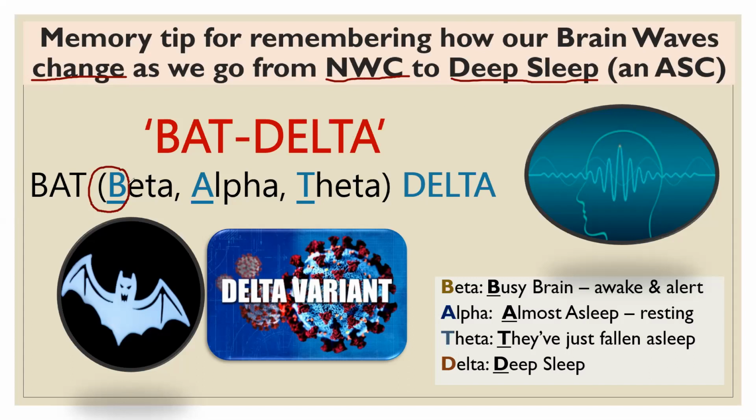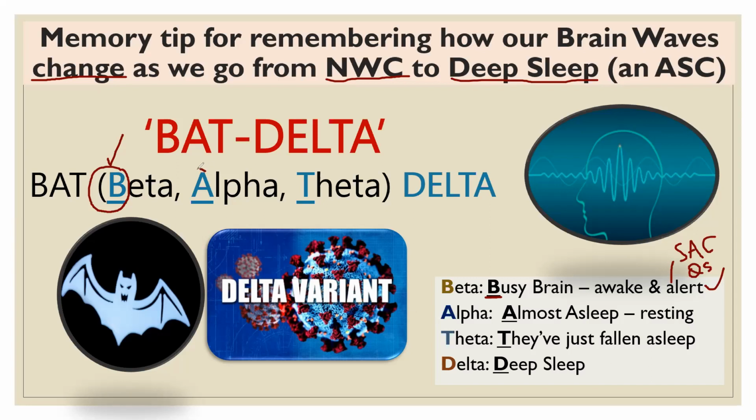When you're studying for a SAC, doing some practice questions, you've got beta waves. Beta waves means B for beta, B for busy brain. Your brain is busy, you're awake and you're alert. You're doing the SAC revision, doing some practice SAC questions, for example.